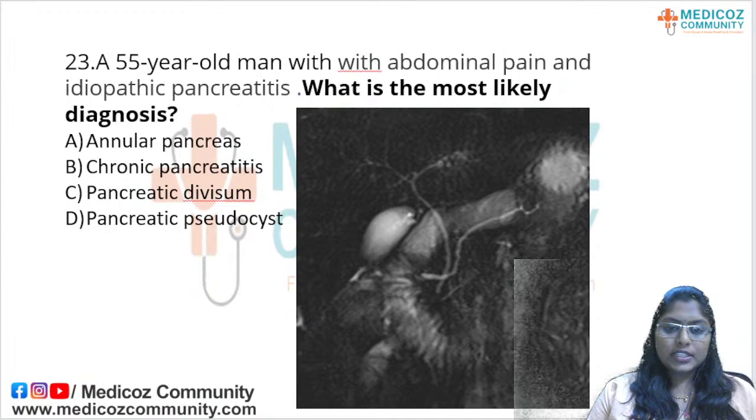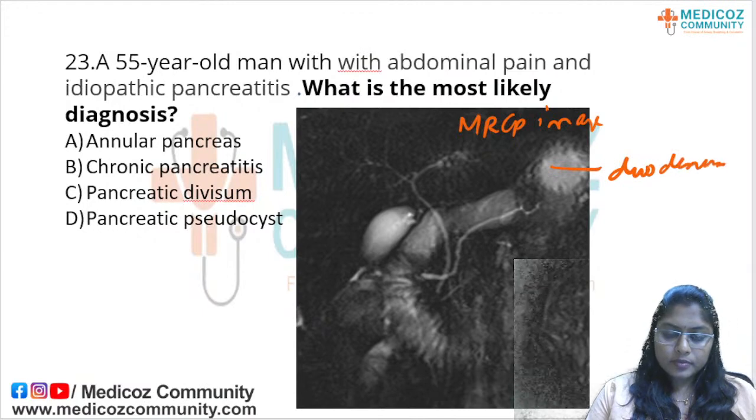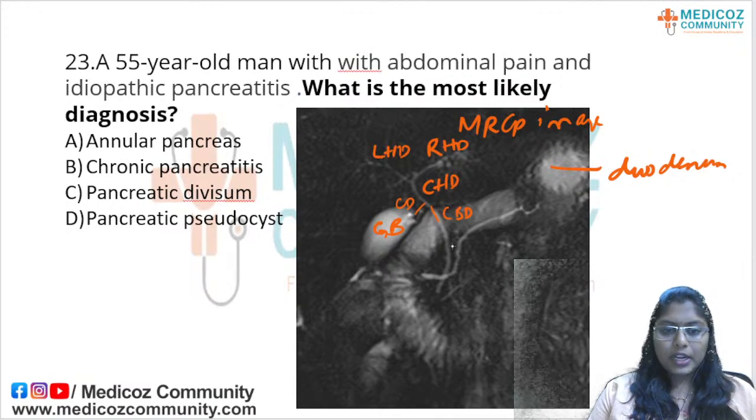So, to make it easy for you, let me label this. This is an MRCP image. This is the duodenum. This is the gallbladder. This is the right hepatic duct, left hepatic duct, forming the common hepatic duct, and somewhere maybe this is the cystic duct. This is the CBD from here, the common bile duct.